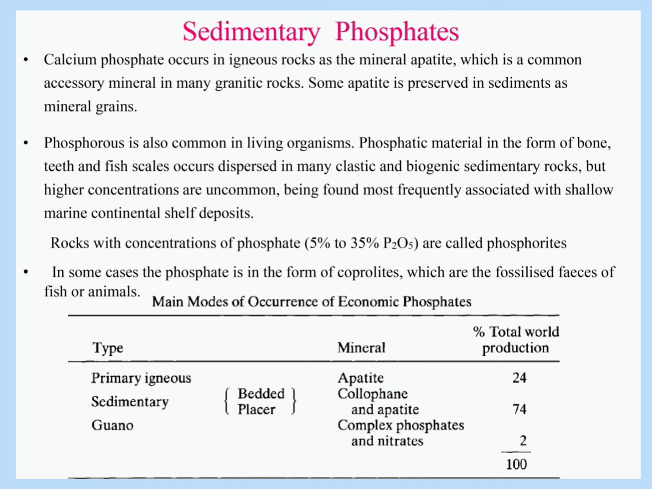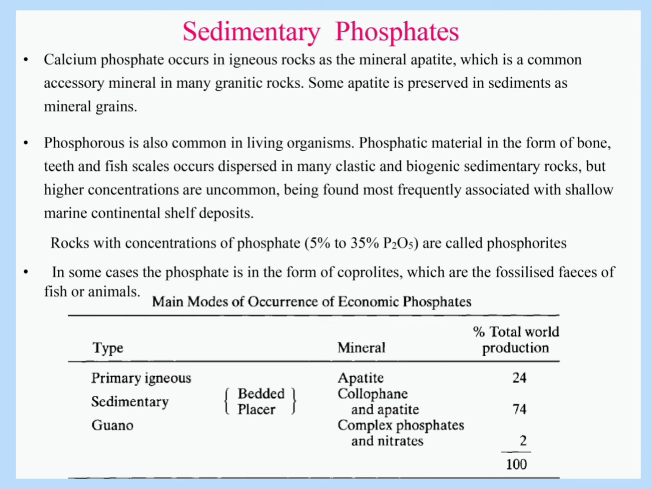Okay, but high concentrations are uncommon, being found most frequently associated with the shallow marine continental shelf deposit. Now you know that phosphatic minerals are common in living organisms. So it is very rare that they occur at a single point with high concentration. They generally are dispersed. You will see one tooth here, one bone there, something which contains phosphorus found very far away. So they are not accumulated, and they do not occur in high concentration.